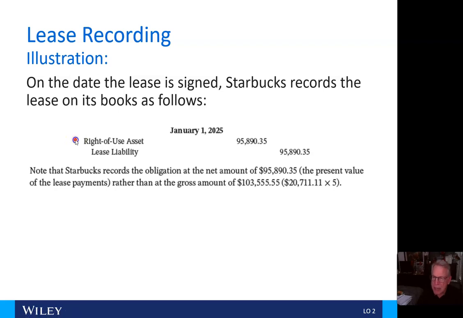Now, on the date the lease is signed, Starbucks is going to record the lease on its books as follows: by debiting right of use asset for $95,890.35 with the same amount credited to lease liability. Note that Starbucks is going to record the obligation at the net amount of $95,890.35 rather than the gross amount, which is the $20,711.11 times the 5 years.